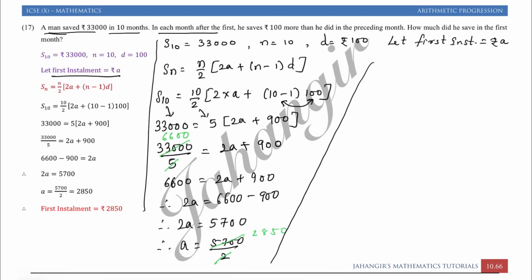So here what I got, therefore first installment is equal to rupees 2850. First saving is 2850, and then after each month he is saving 100 rupees more. So in 10 months, if he saves in this form, in the 10th month he will be saving a total of rupees 33,000.